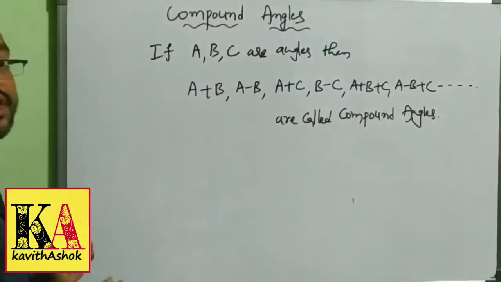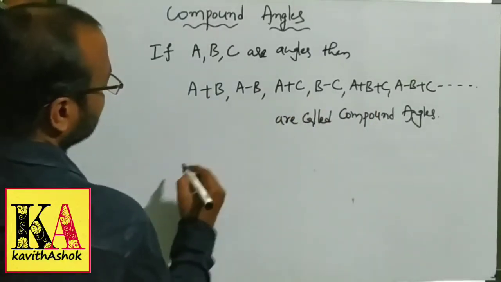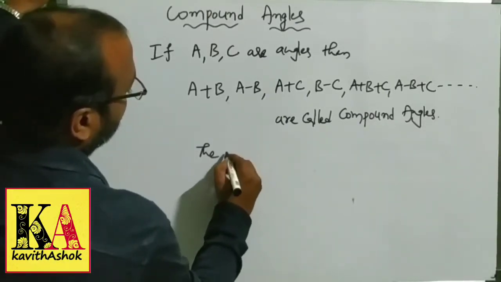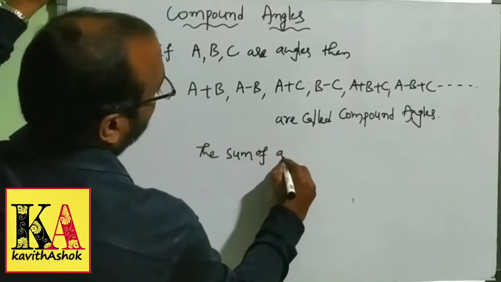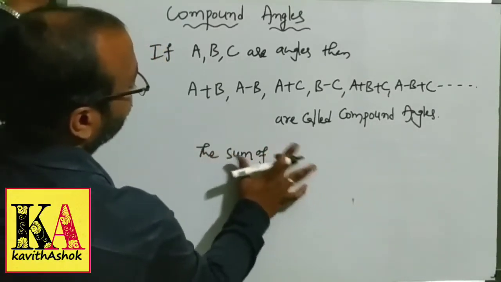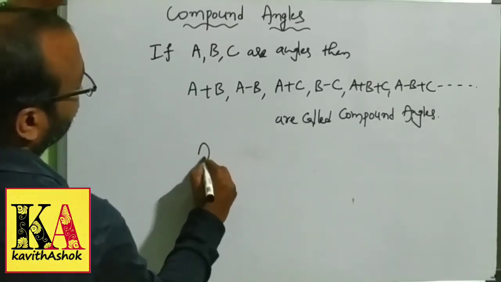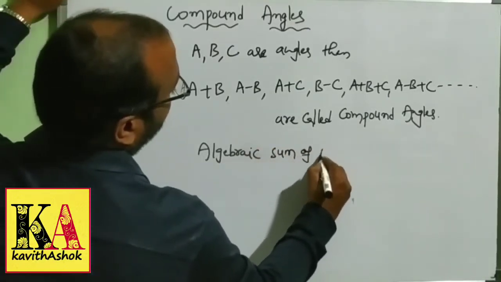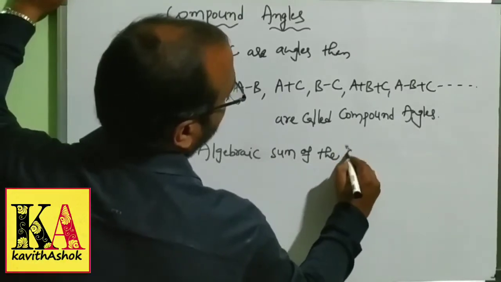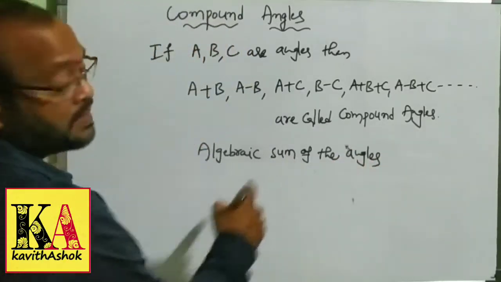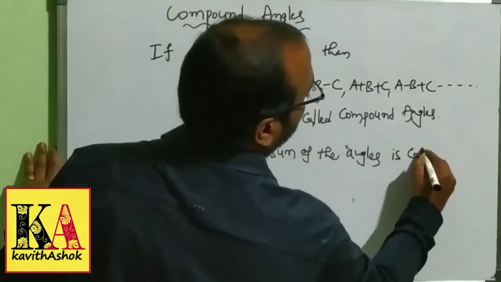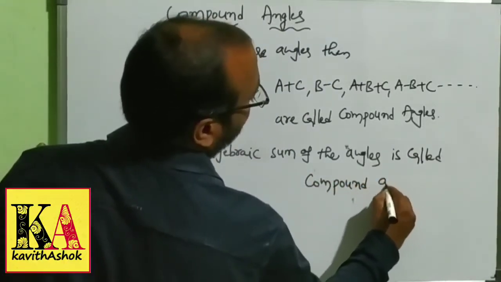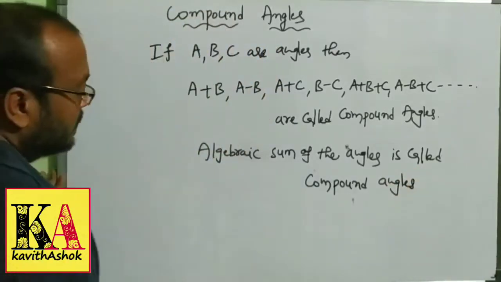Compound angles. So this means what? Plus and minus is there. That means the algebraic sum of the angles is called compound angles.